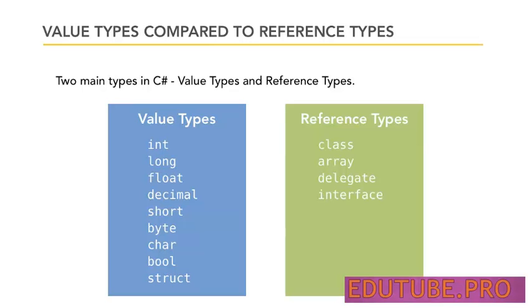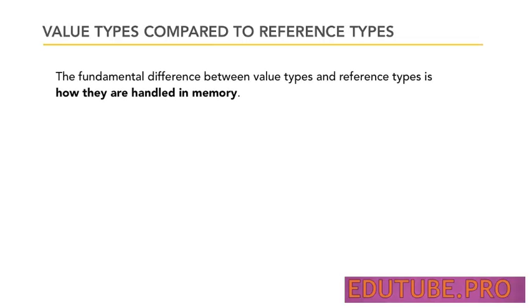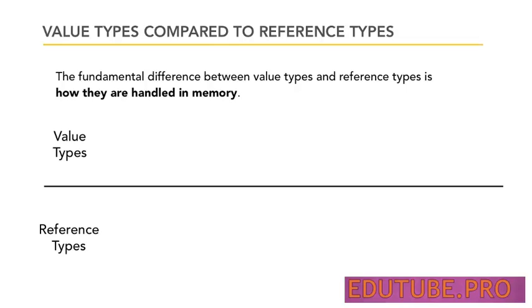So why is there this difference and what's so important about it? The main difference between value types and reference types is how they are handled in memory. And the best way to learn this is to see an example. So we're going to compare the value types with the reference types. Now, for a value type, let's take a really simple example.